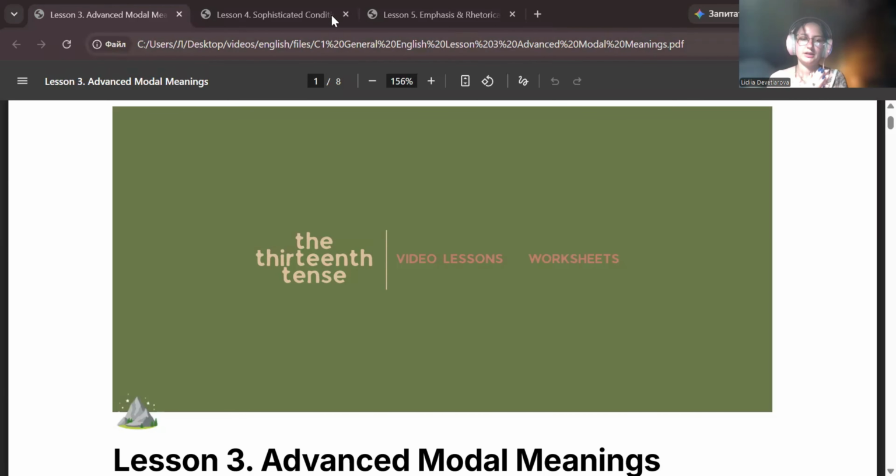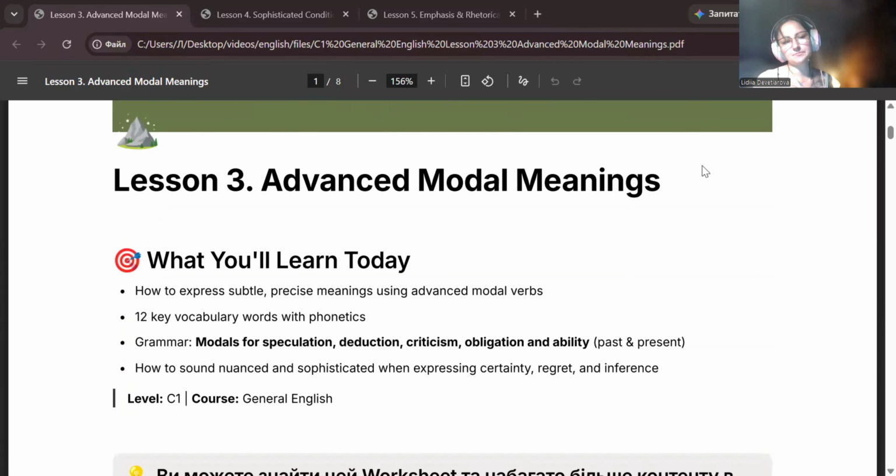Here we are with lesson 3, Advanced Modal Meanings. What exactly are you going to learn today? How to express subtle, precise meanings using advanced modal verbs. 12 key vocabulary words with phonetics. Some grammar: modals for speculation, deduction, criticism, obligation, and ability, past and present. And how to sound nuanced and sophisticated when expressing certainty, regret, and indifference.